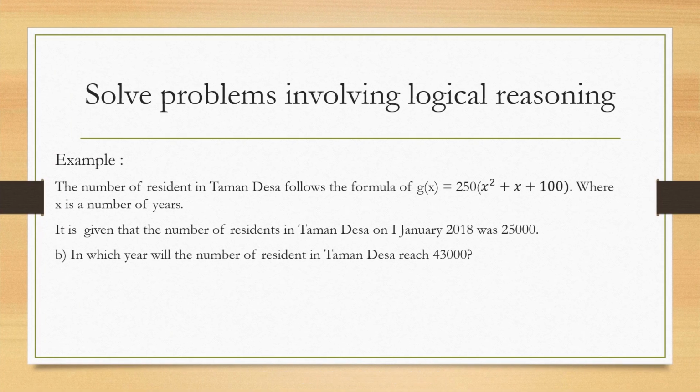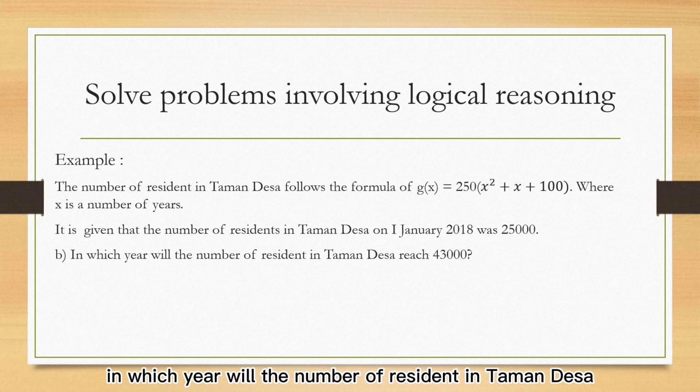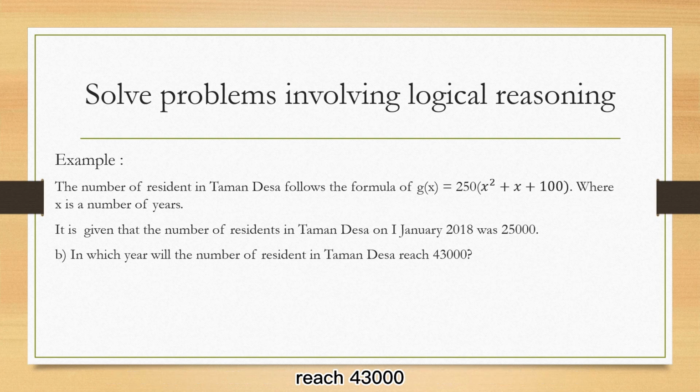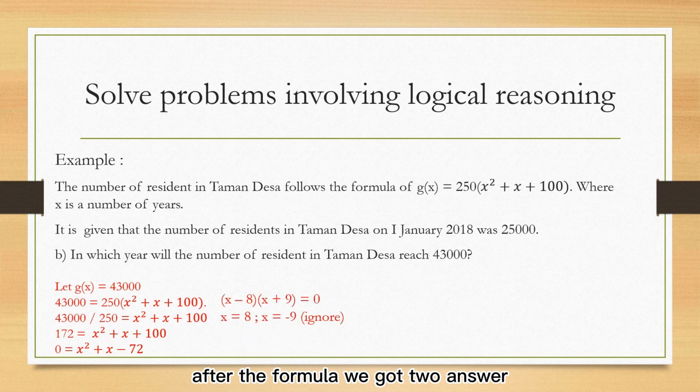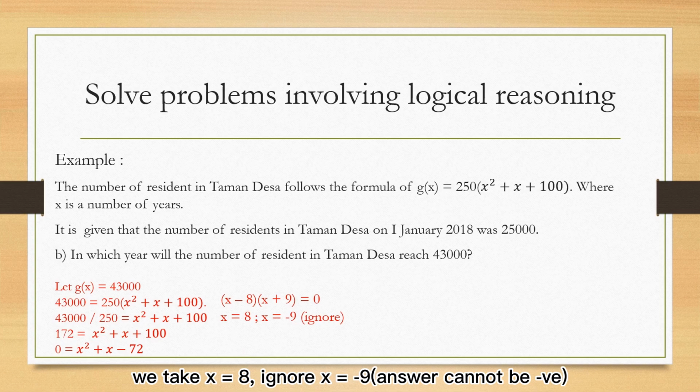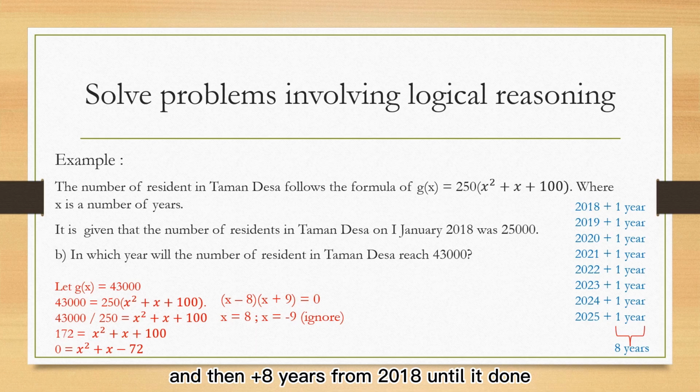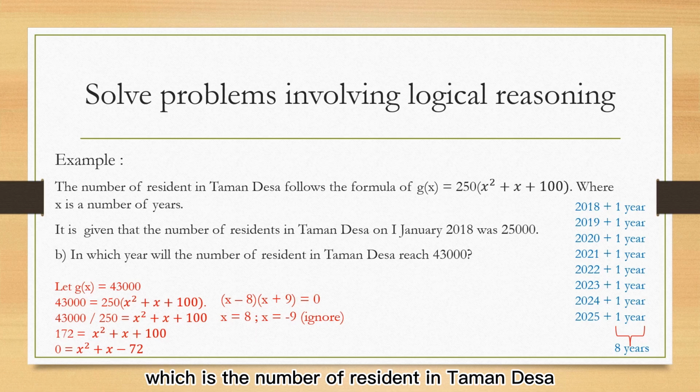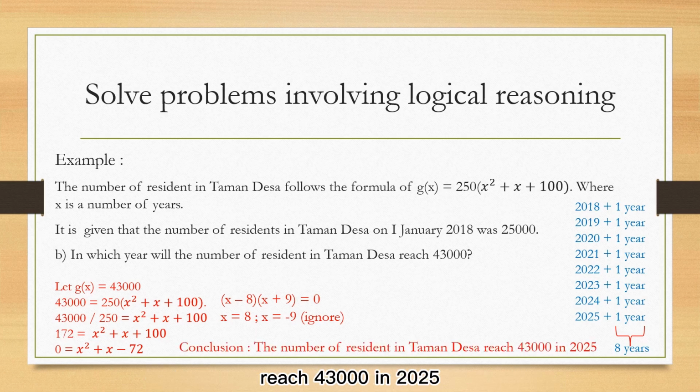Now, question B. In which year will the number of residents in Tamatesa reach 43,000? Same way, find out the year. Let G(x) equal 43,000. Using the formula, we get two answers, which are 8 and -9. We take 8 and ignore -9. And then add 8 years to 2018, and we get 2025. At last, you can write your conclusion, which is the number of residents in Tamatesa reached 43,000 in 2025.